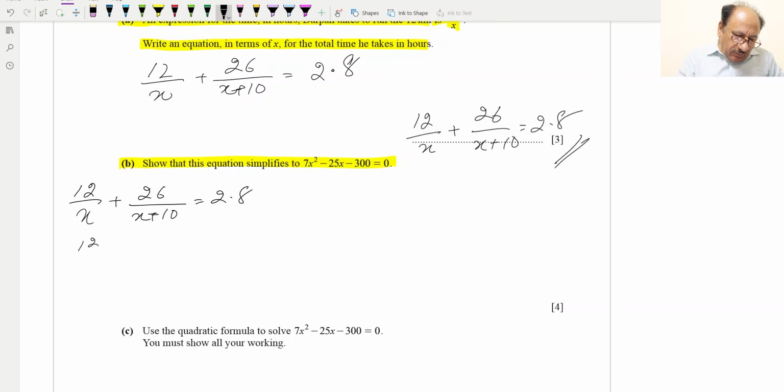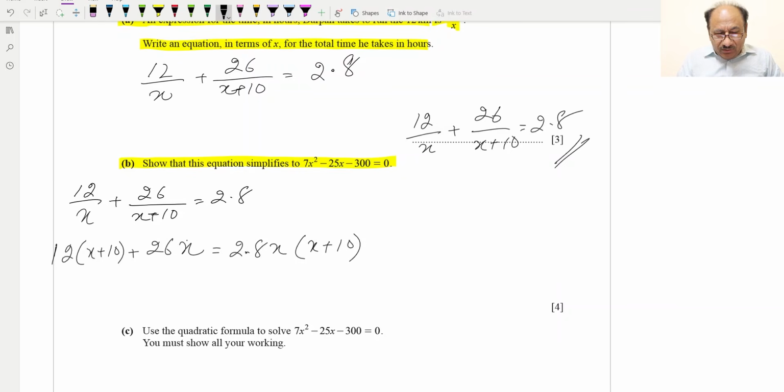So 12 over x will be multiplied by x, so we can write this as 12 into x plus 10, plus this will be 26x, and this will be equal to 2.8x into x plus 10. If you understood this step, it means your algebra is fine. But if you don't understand this step, you will have to revise your algebra. This is what I will suggest.